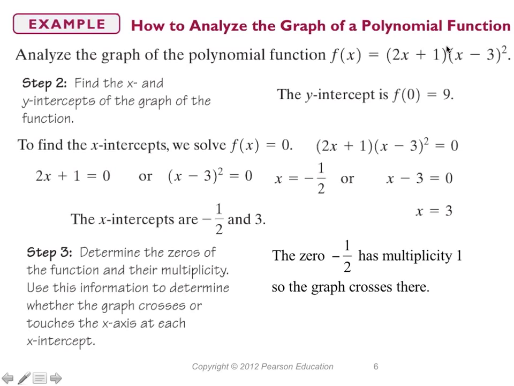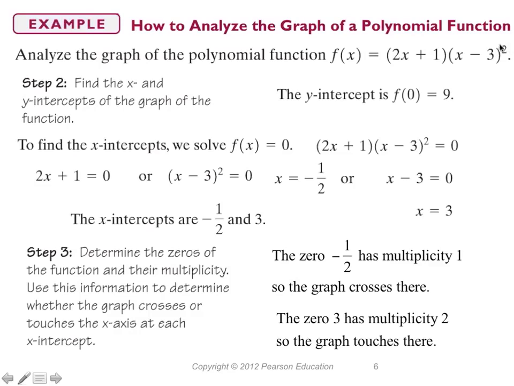Now, all you have to do is look at the power, okay? So the highest power of x that we have is just the first power. So that means that it has a multiplicity of 1. Anytime you have an odd multiplicity, so 1 is an odd number, that means that your graph is going to cross there.